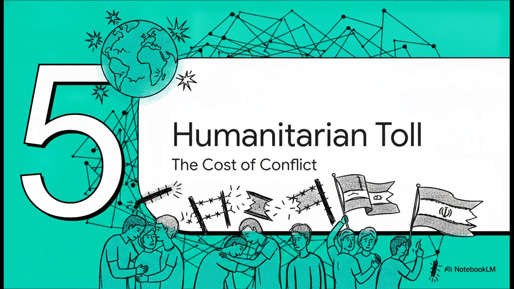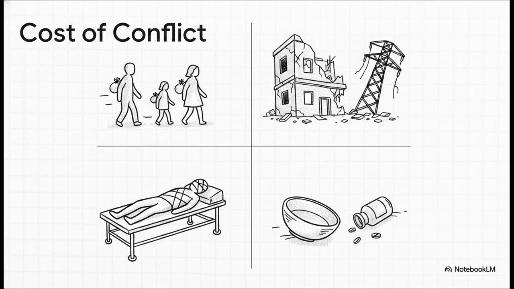Section 5. Security and Humanitarian Toll, the Cost of Conflict. Beyond the economic charts and market fluctuations, there's a profound human and international security cost to this prolonged stalemate. Verified reporting from organizations like The Guardian paints a really grim picture on the ground. The conflict has resulted in thousands of civilian casualties and widespread injuries.